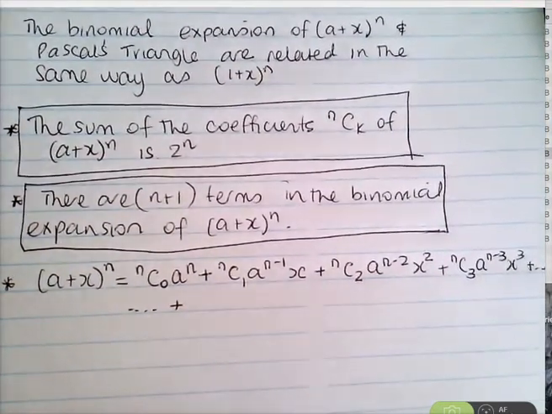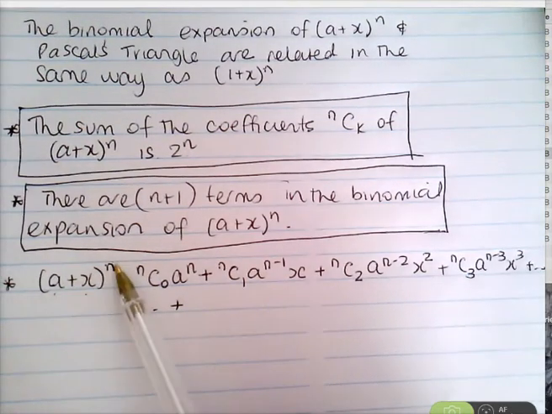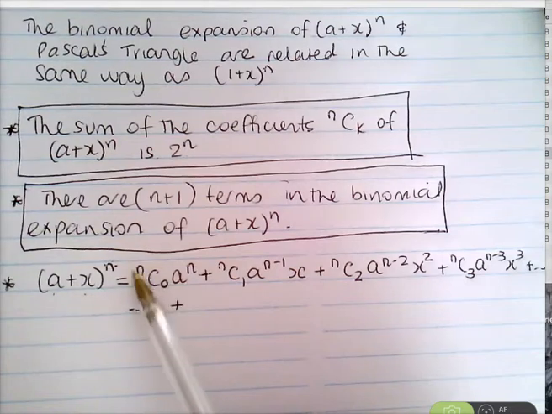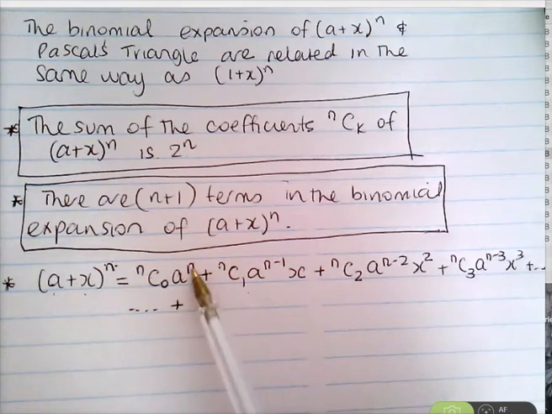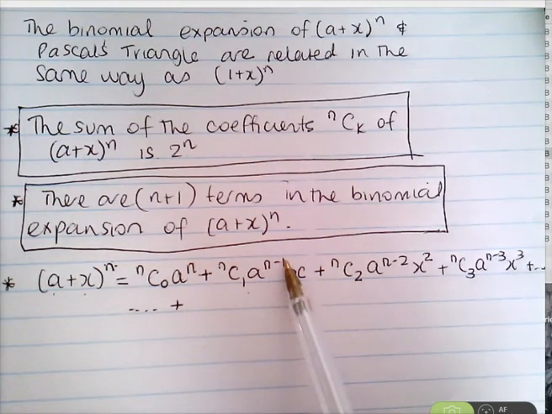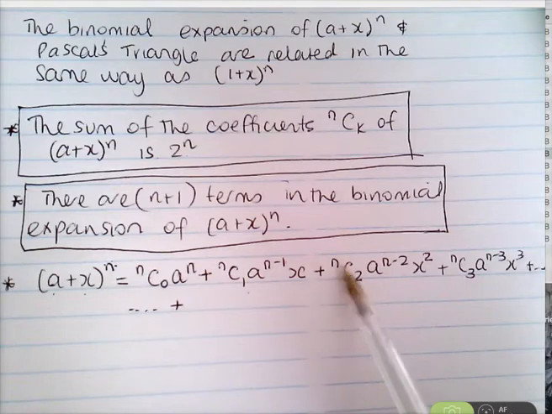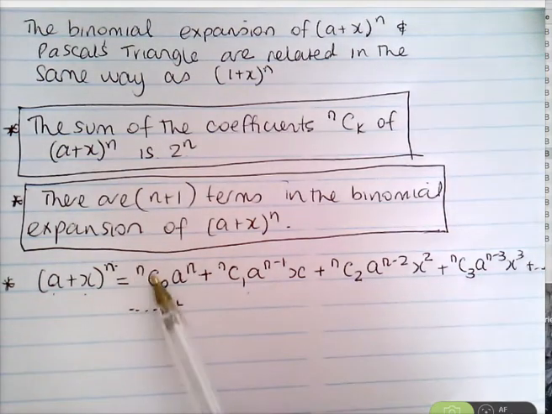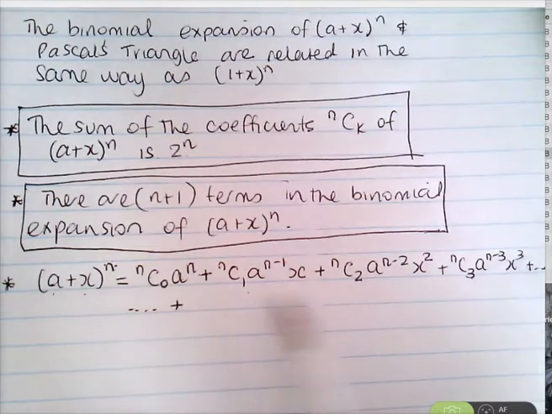Now, if I write out the expansion of (a + x)^n, remember we start with the highest power, a to the power of n, and we start with nC0, that's the coefficient, a^n. Then we go nC1, now we drop 1 power to a^(n-1) and bring in 1 power of x. Then we've got nC2, so let's look at our coefficients: nC0, nC1, nC2, nC3. That will go all the way up to nCn, which I haven't done yet.